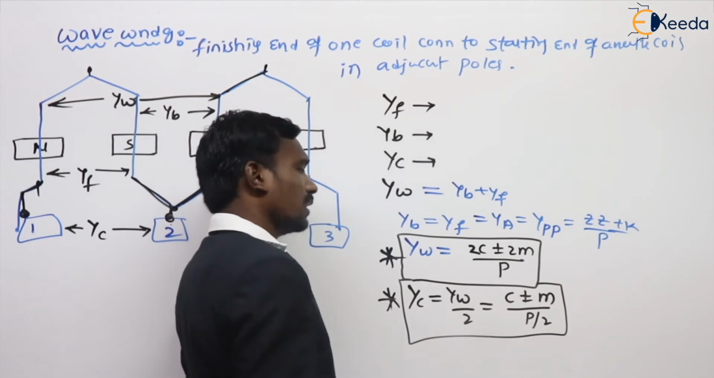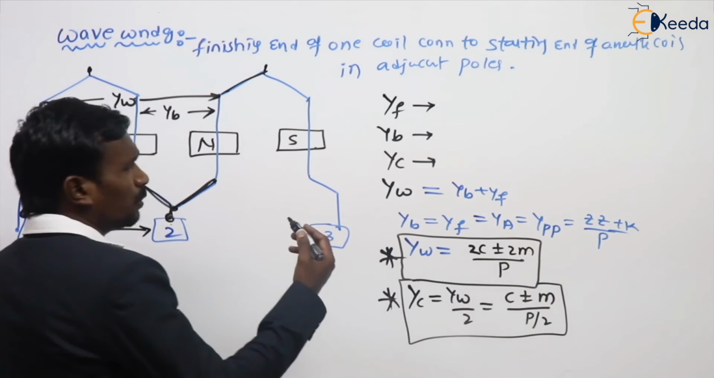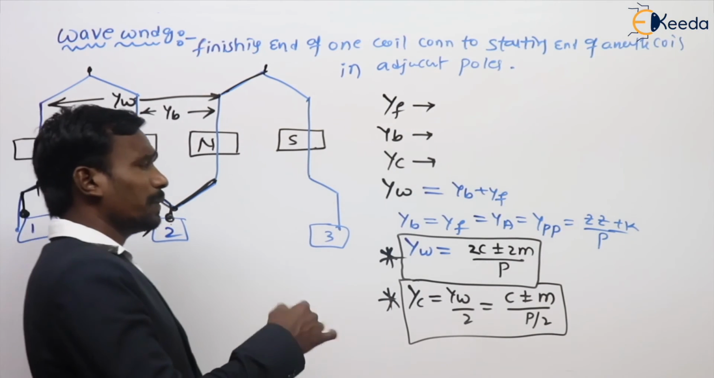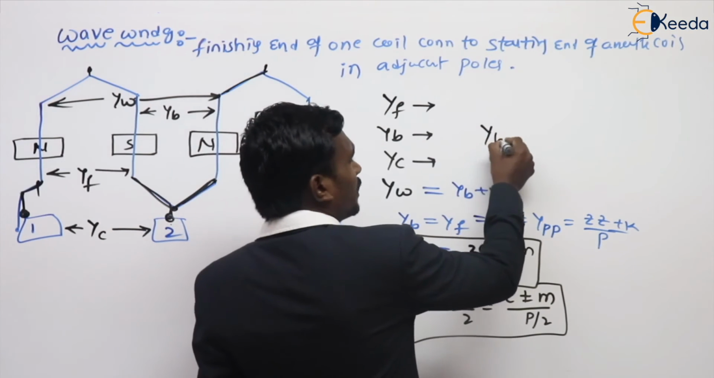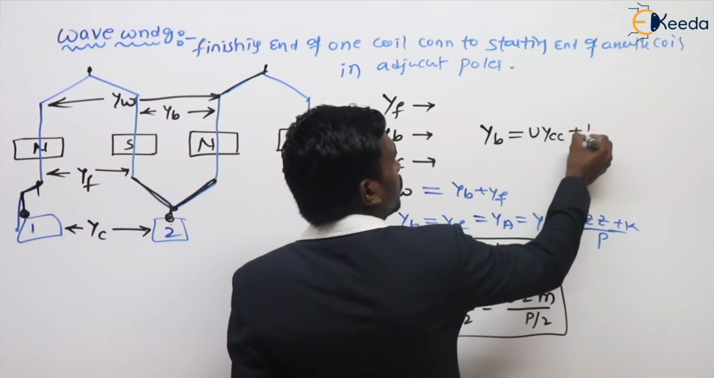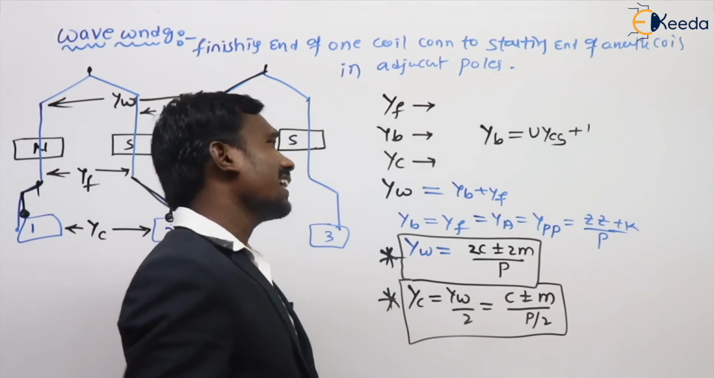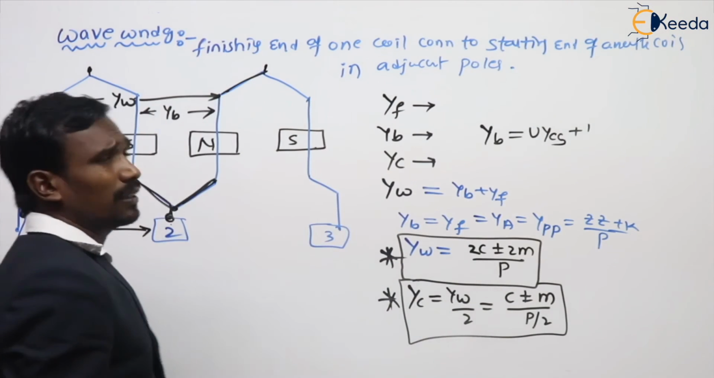Already one such question has appeared in a competitive exam, very important. So I got front pitch, back pitch, commutator pitch, winding pitch, average pitch, pole pitch and all the values. Of course, another formula I already told you: the back pitch is equal to YCS plus 1, coil span pitch plus 1. Like that you can also find it. This is simply about the wave winding.